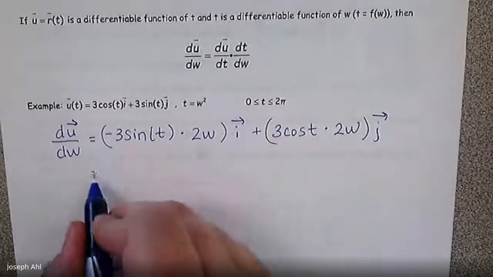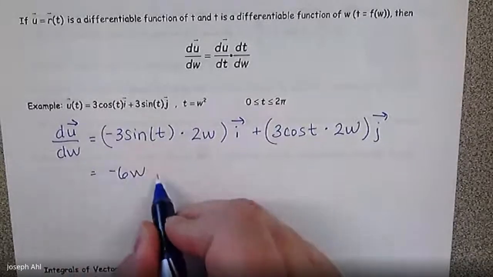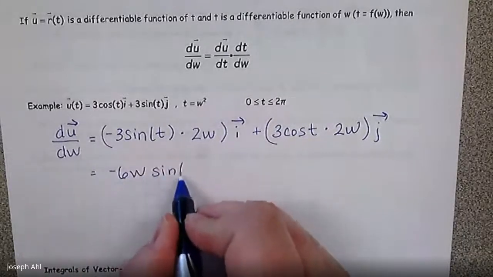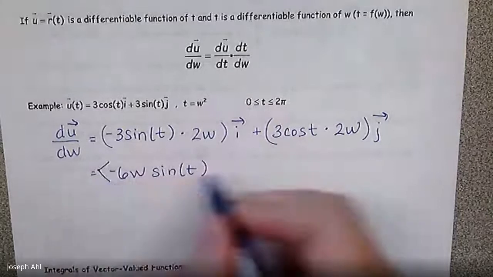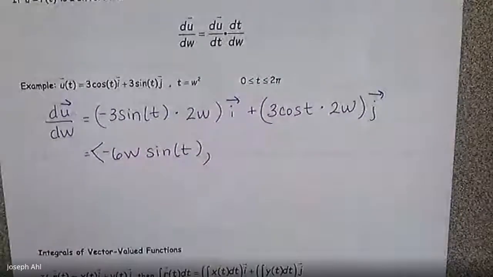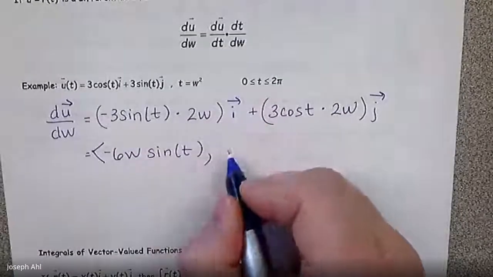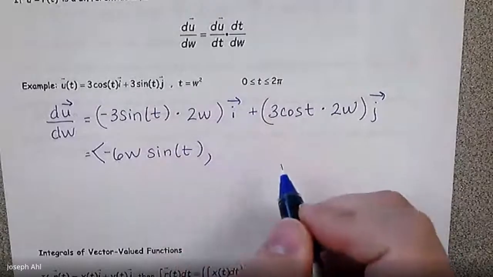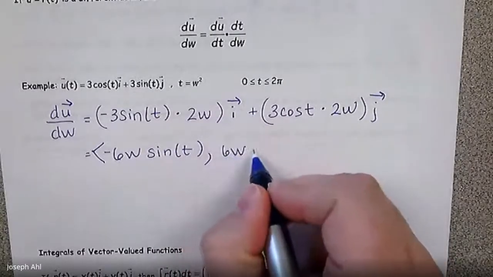And cleaning this up a little bit, you would get negative 6w sine t. I'll even write this in our alternate format here. And then finally 6w cosine t.